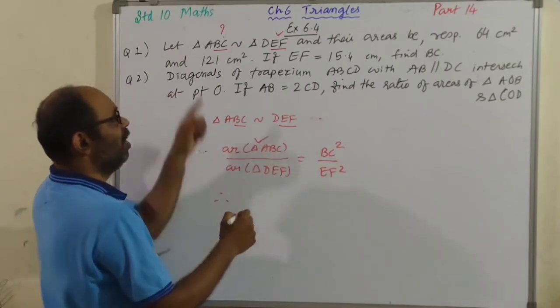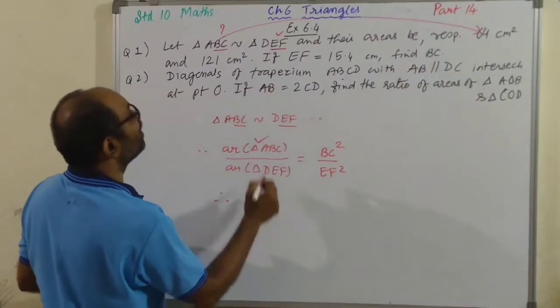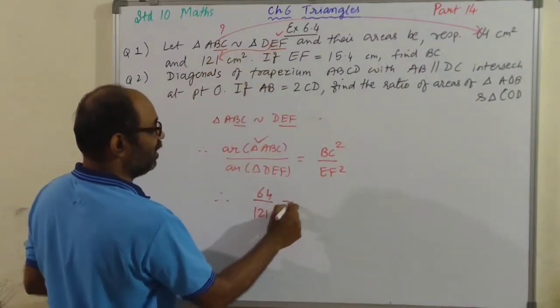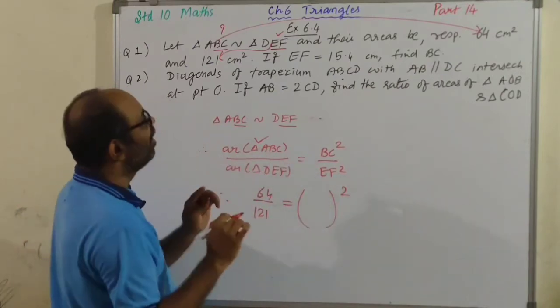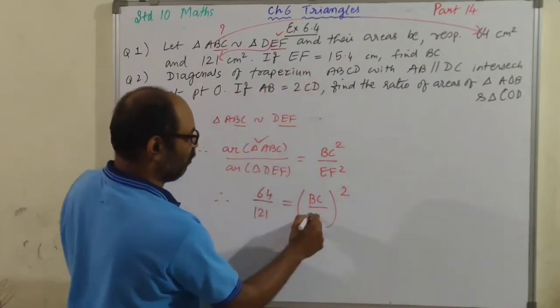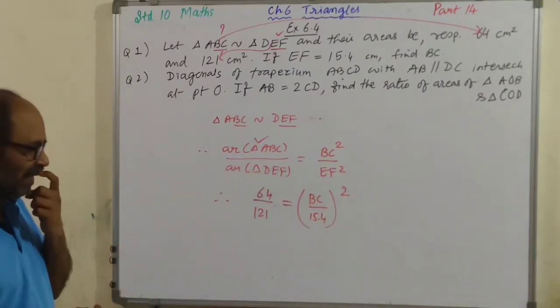Well, this is available. What is area of triangle ABC? 64. What is area of triangle DEF? 121 is equal to whole square. I am writing whole square. BC ढूंढना है और EF 15.4 है, अभी लिखा मैंने. Is that clear to you?